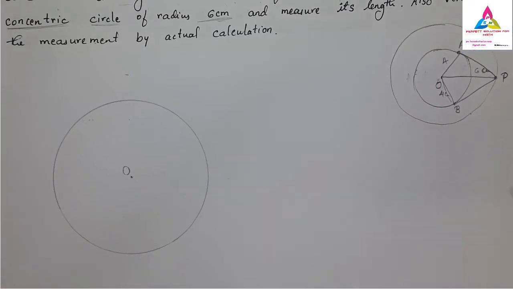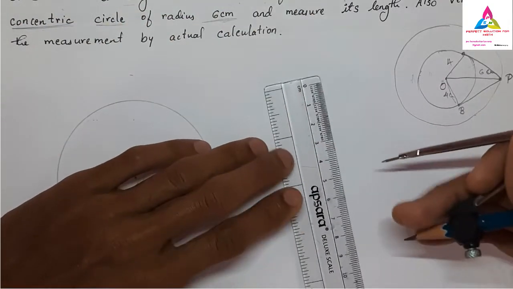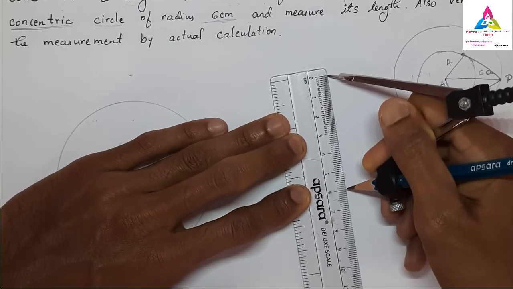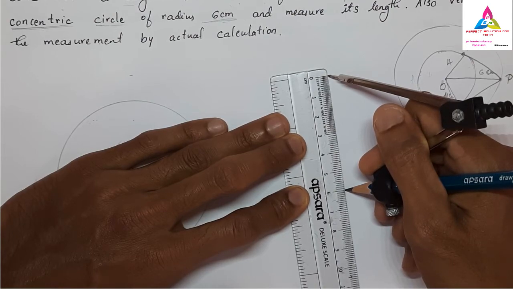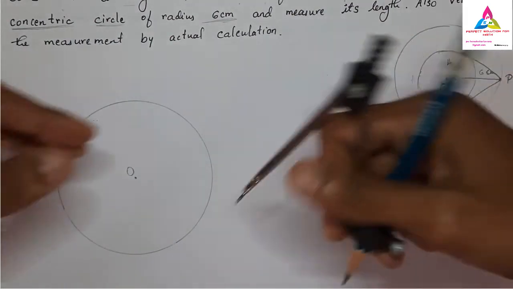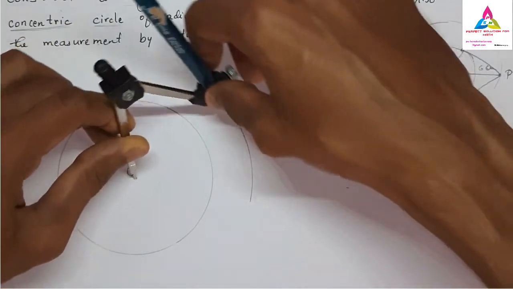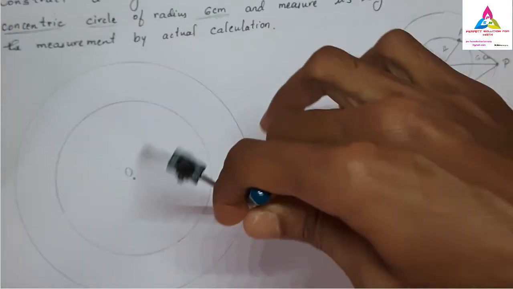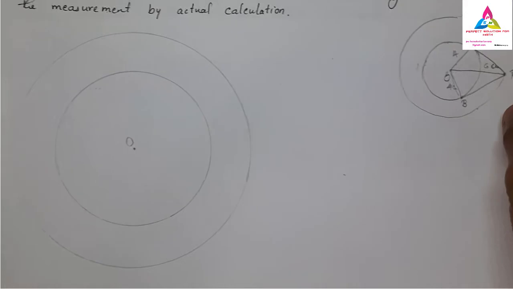Next we have to move on to the 6 centimeter circle. So again you take the scale and compass and measure now 6 centimeter. Exactly how to measure: if you make a small mistake also, you are going to get the wrong answer. So 6 centimeter we have to measure. So this is the 6 centimeter, the second circle. So these are the two circles.